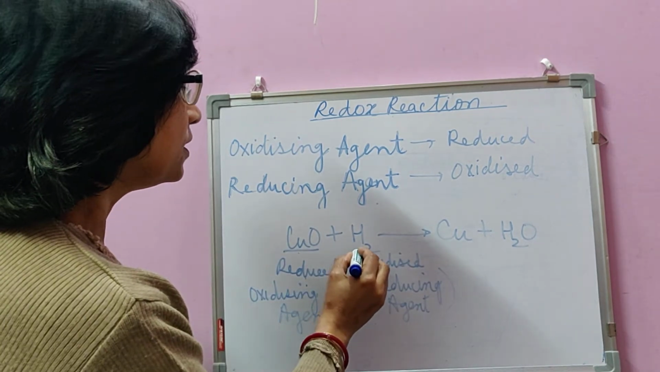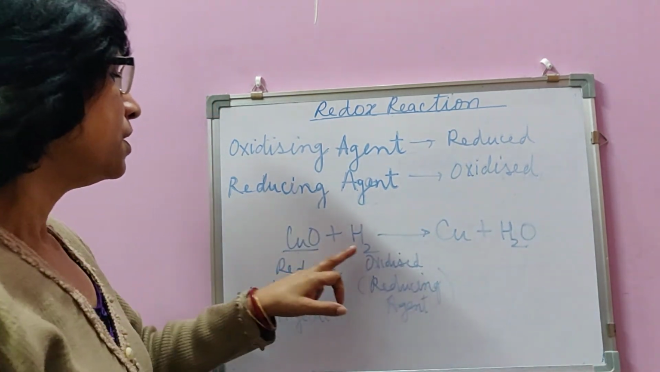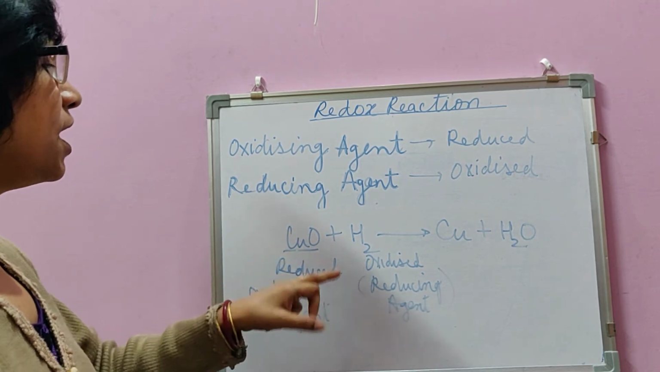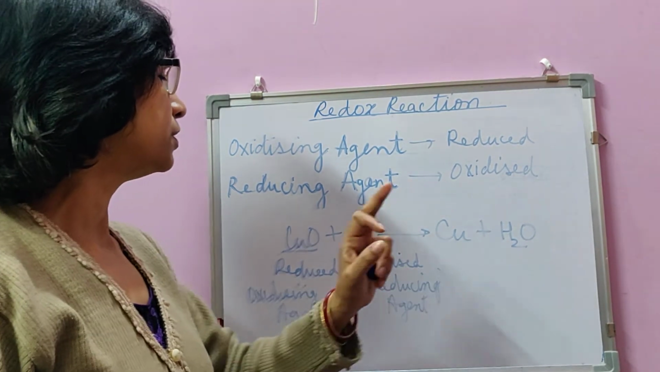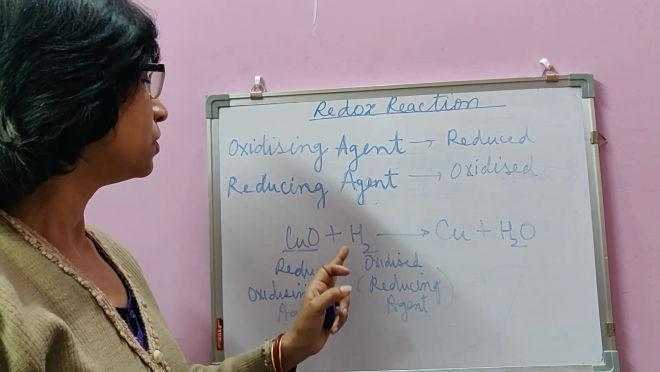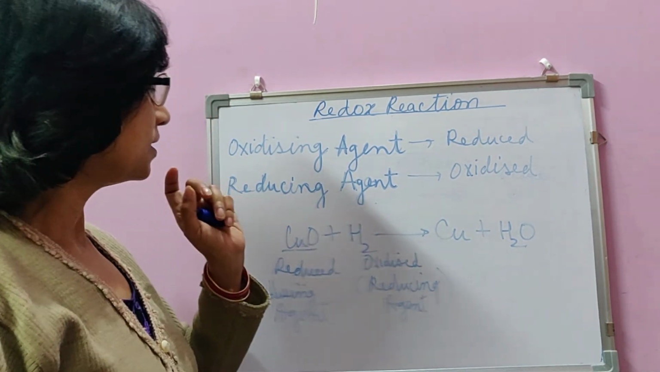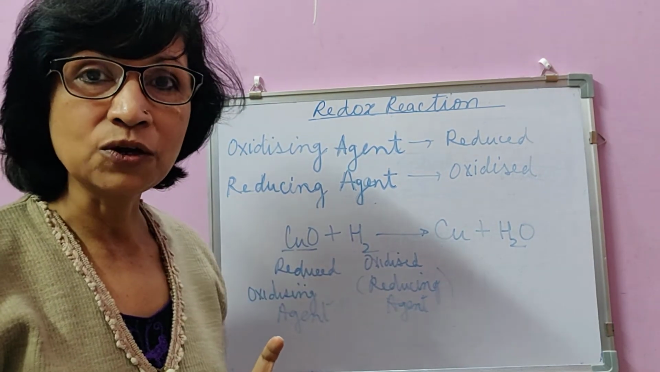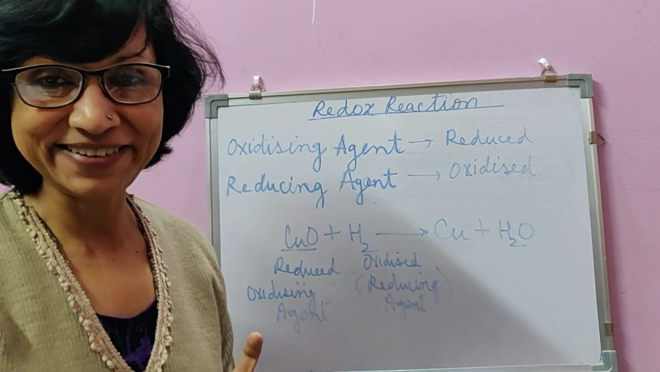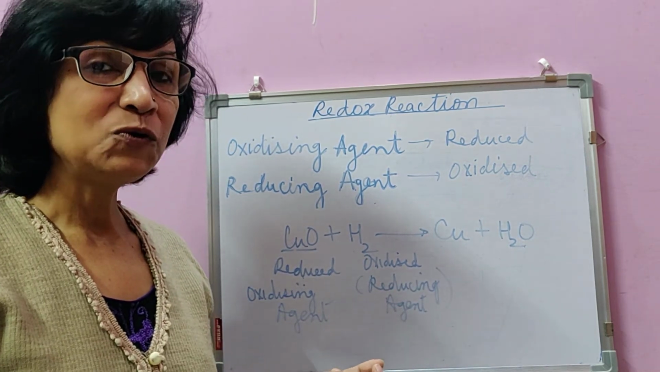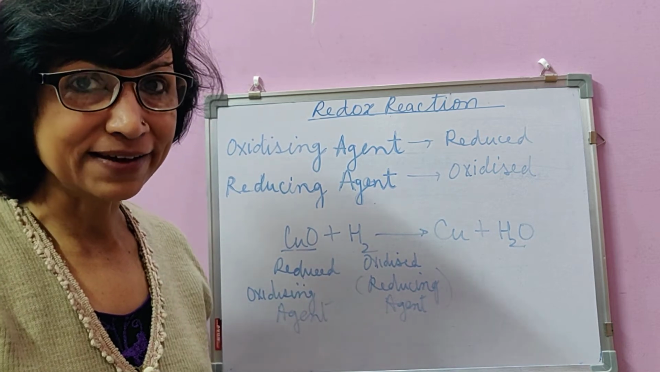Like if hydrogen is oxidized to water, it means definitely the other one is reduced. And as it is oxidized, it is acting as reducing agent, and as it is acting as reducing agent, so the other one is obviously acting as oxidizing agent. Do a little bit of practice of it to make it even more clear.